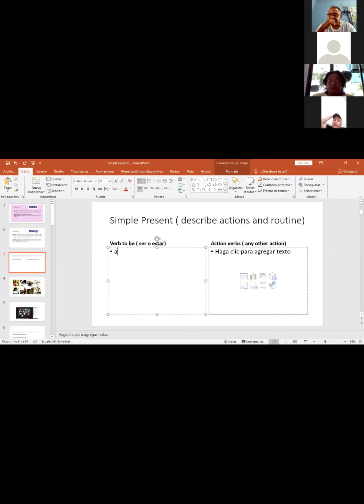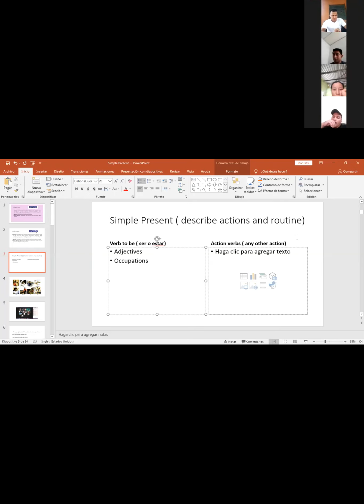I use, remember this word, adjectives. Repeat, adjectives. Adjectives and occupations. Okay, occupations. Okay, now, ahora, hasta este punto hemos aprendido que el verbo to be lo ocupamos con adjetivos y ocupaciones. What are some examples of adjectives? We saw some adjectives in previous classes.